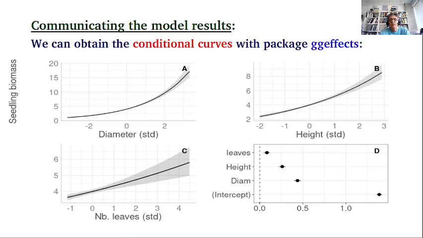We can obtain the conditional curves, which are the relationship between the seedling biomass and the diameter, by keeping the other variables, height and number of leaves, at 0, that is, at their mean values. This is what plot A shows, and plot B is likewise the relationship between the seedling biomass and the height, while keeping all other variables at their mean values. And here we have simply the parameter estimates with 95% confidence intervals.